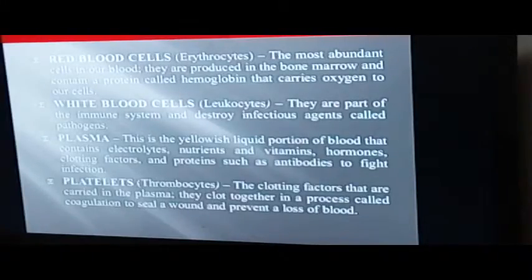And platelets, thrombocytes. The clotting stuff that we looked at in hemostasis that prevent you from bleeding and bleeding and bleeding and lead to a process called coagulation.